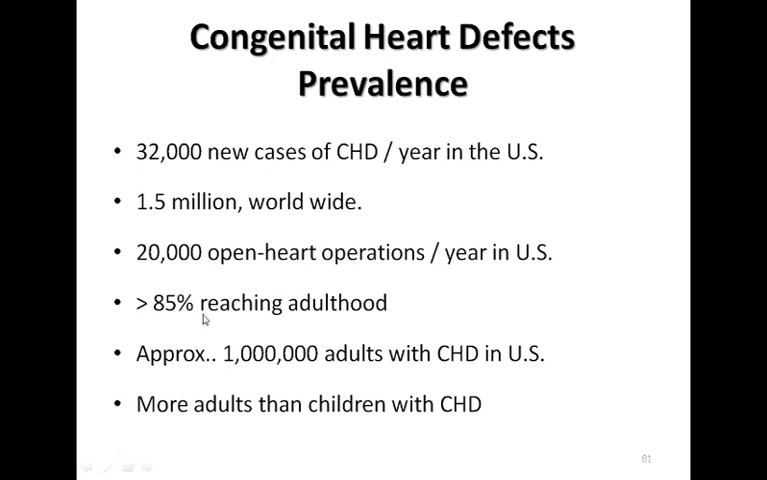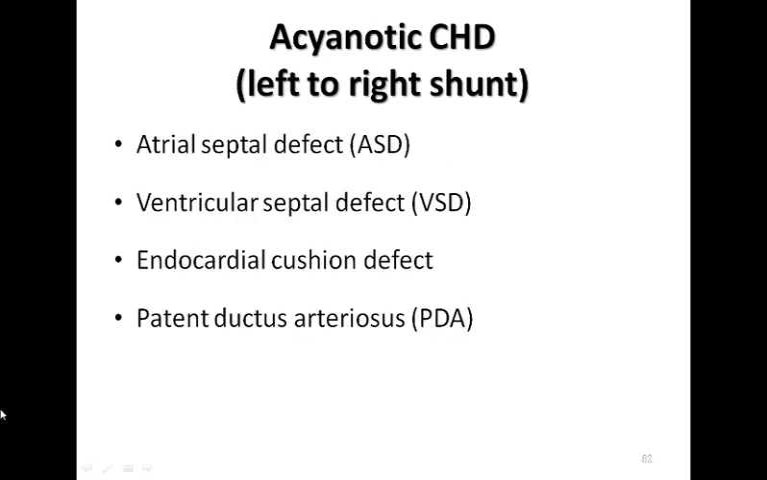More than 85% of the people with congenital heart disease reach adulthood. Approximately 1 million adults with congenital heart disease live in America. More adults than children with congenital heart disease can be seen because of the advancement of the treatment.